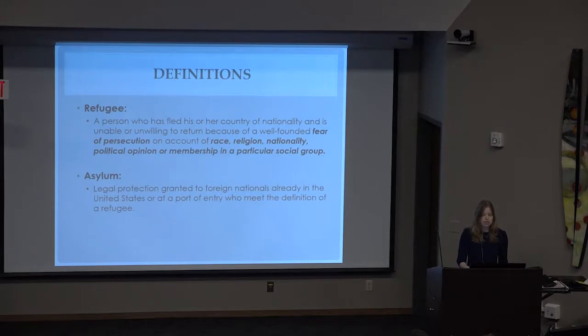Asylum, on the other hand, is legal protection that's granted to foreign nationals already in the United States or at a port of entry who meet the definition of a refugee. So this is the right to be recognized as a refugee and receive legal protection and material assistance, including protection from being returned to the person's home country where they may be persecuted. And a key difference here is that applicants for refugee status are living outside the United States, whereas applicants seeking asylum are in the United States or arriving at a U.S. port of entry.